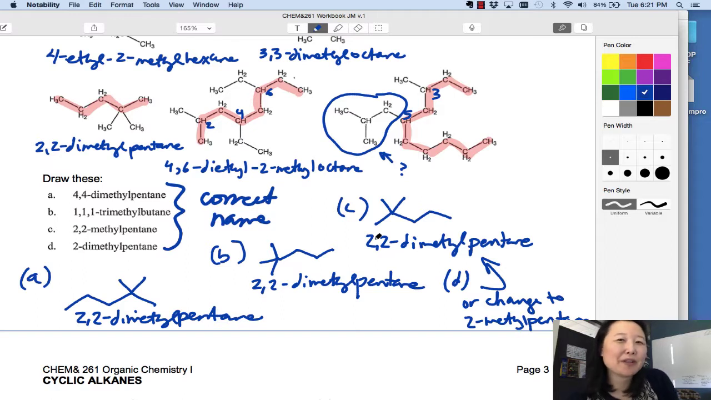If you have 2 methyls, dimethyl; 3 methyls, trimethyl, assuming they're branches off the parent and not part of the parent. And then for part D, 2-dimethylpentane is ambiguous. It can be 2,2-dimethylpentane, like part C, or it could be 2-methylpentane. It can also be 2,3-dimethylpentane or 2,4-dimethylpentane. So you can do any of those to correct that name.